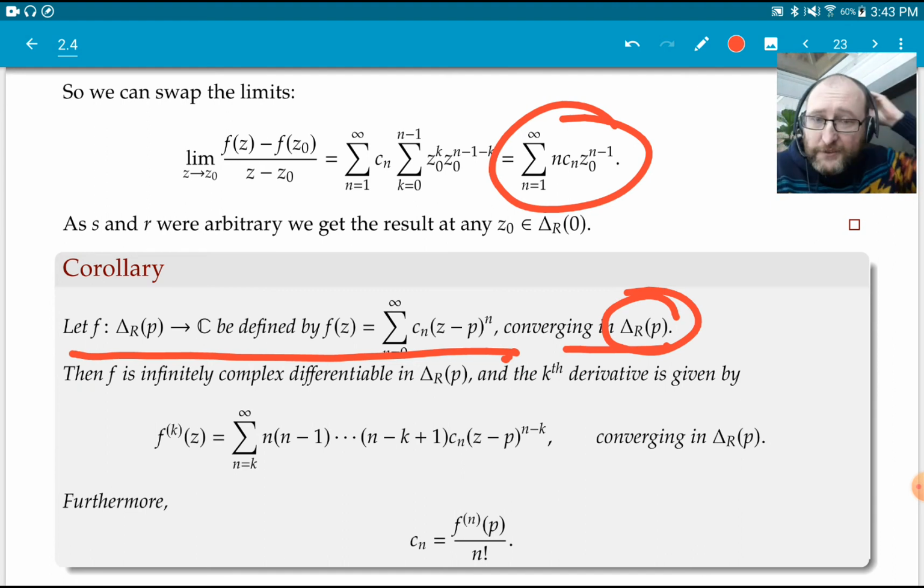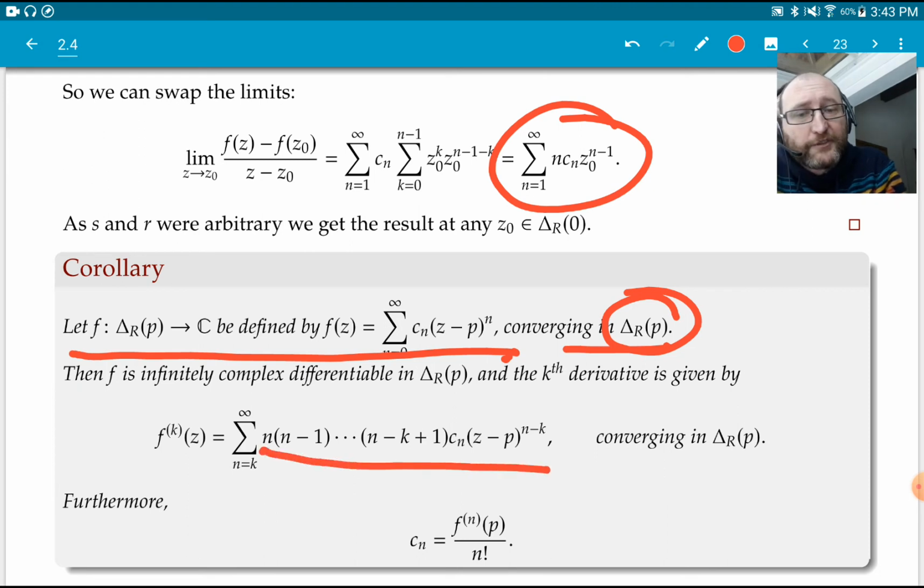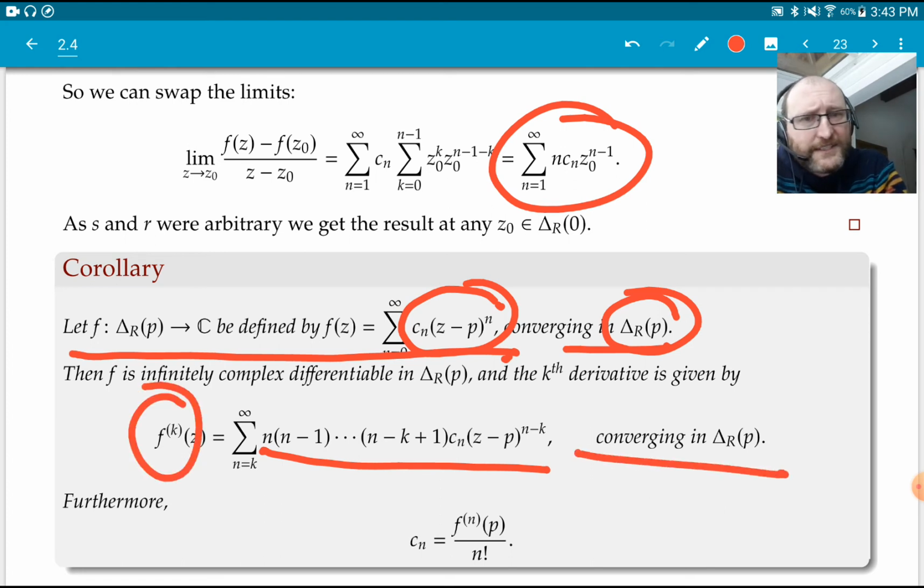You can just keep differentiating formally, differentiating each term separately, and you can do that. This is the formula. And again, the kth derivative converges in the same disk, and you can do this as many times as you want. So it's infinitely differentiable. That's just applying that theorem k times.